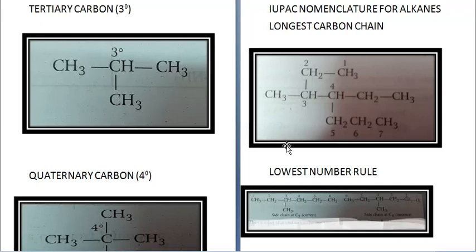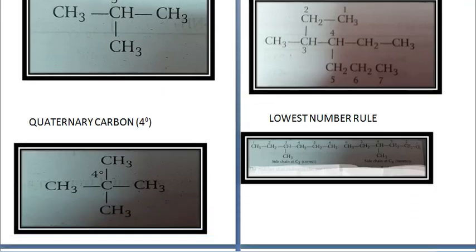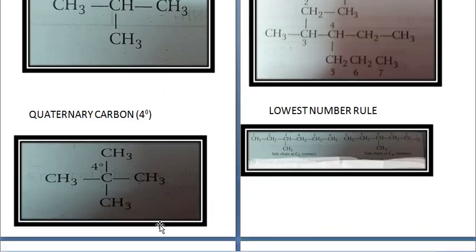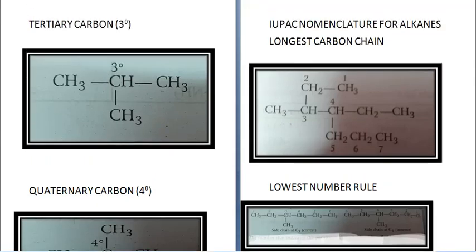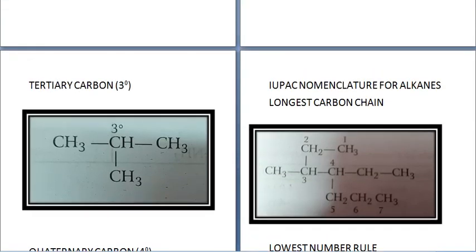Then comes quaternary carbon, when a carbon atom is linked to 4 others. So the one in the center is 4 degree or quaternary carbon. It is linked to 4 other carbon atoms. Alright. So in this way there are 4 types of carbon atoms. Now we come to IUPAC nomenclature for alkanes.